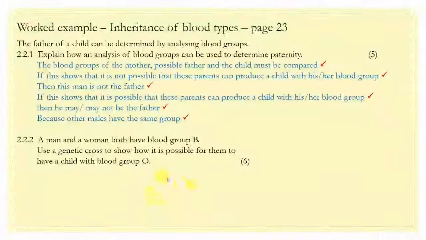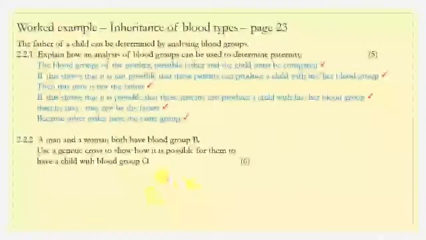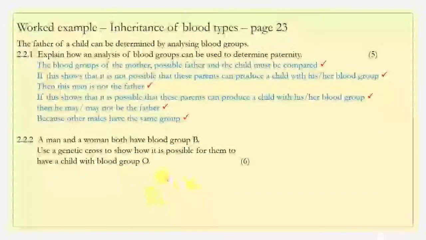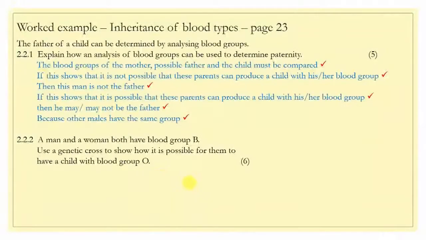So you cannot use blood groups as a definitive way to prove paternity. It just shows you that some people can be completely ruled out, but there is a possibility that certain people could be the parents. Okay?